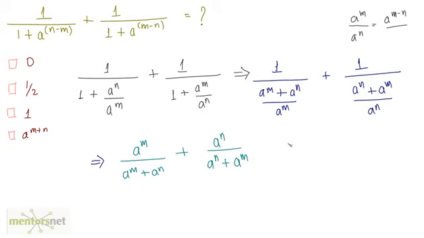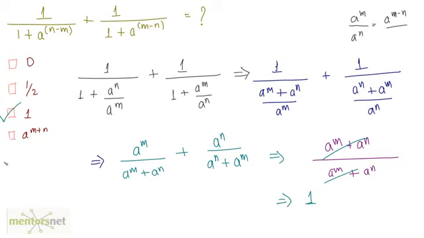So the denominators are same, so this can be written as, in the denominator I have a raised to power m plus a raised to power n, and in the numerator I have a raised to power m plus a raised to power n. So the denominator and the numerator are same, so both get cancelled out. So what remains is 1. So the answer is option C.